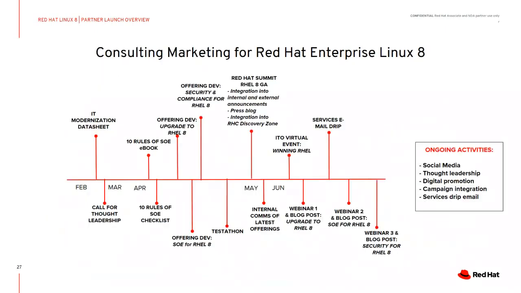So, consulting marketing for Red Hat Enterprise Linux 8. This is general availability. This is the roadmap of the consulting marketing for Red Hat Enterprise Linux. Okay, so this is an ongoing process, so we also need to be part of that, and we need to start something on that.